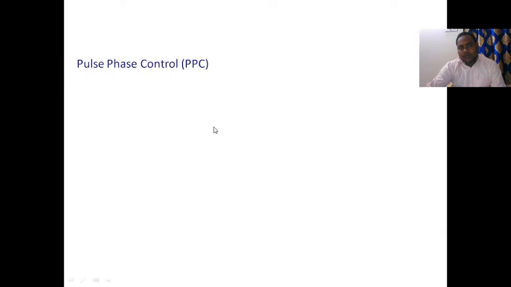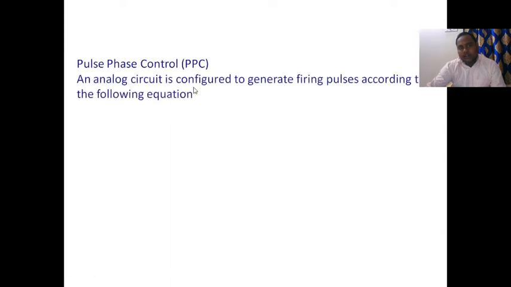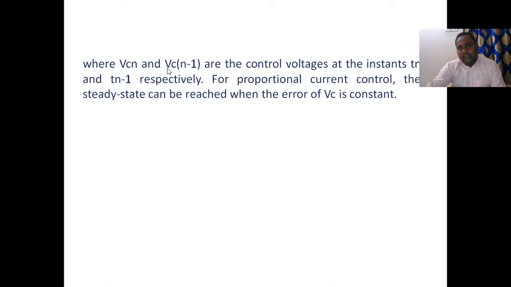Pulse space control. An analog circuit is configured to generate firing pulses according to the following equations. The integral from Tn minus 1 to Tn of K1 V1 dt is equal to Vcn minus Vc of n minus 1 plus V3, where Vcn and Vc of n minus 1 are the control voltages at the instants Tn and Tn minus 1 respectively. For proportional current control, the steady state can be reached when the error of Vc is constant.